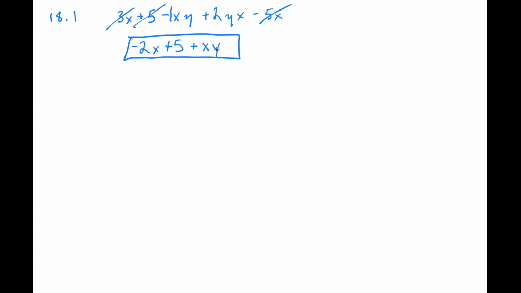So this has an x and this has an x, but this also has a y. And because they're multiplied against each other, they are not the same value. Okay, this has a factor that this one doesn't have. So we can't combine them at all. All right, let's do 18.2.